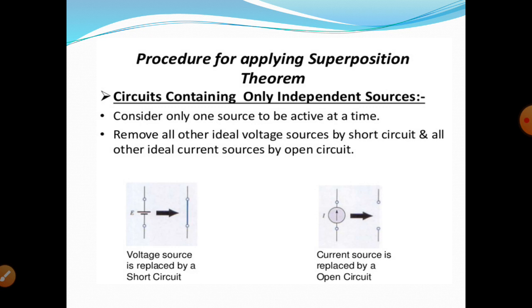Remove all other ideal voltage sources by short circuit and all other ideal current sources by open circuit. In the first diagram, the voltage source is replaced by a short circuit, and in the next diagram, each current source is replaced by an open circuit.